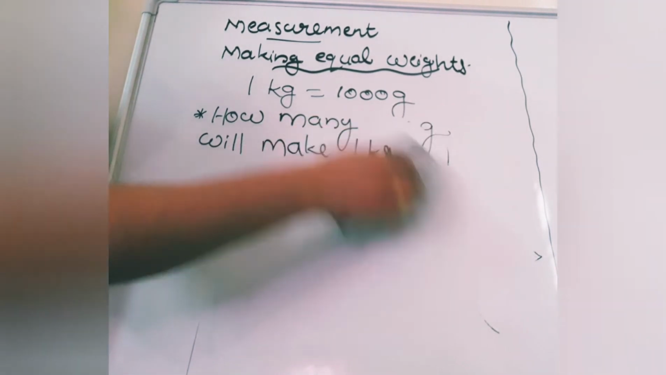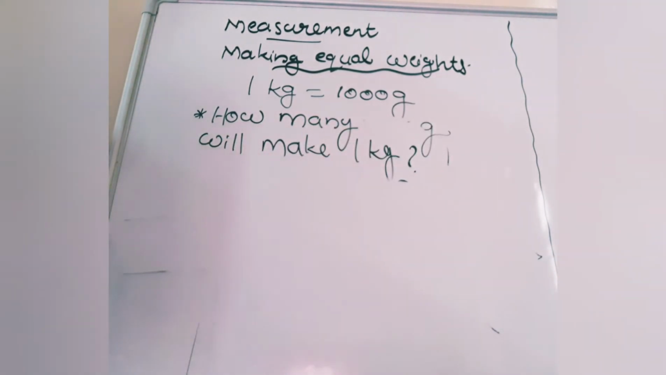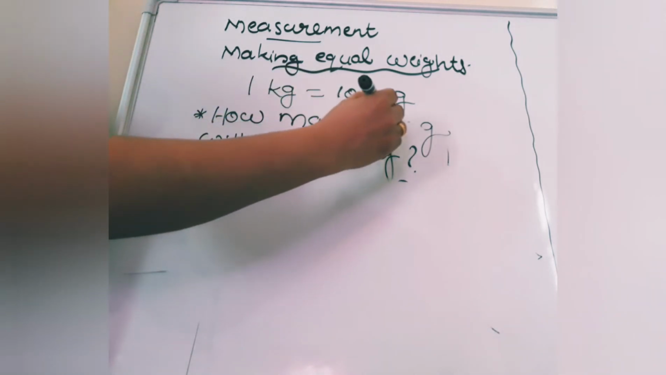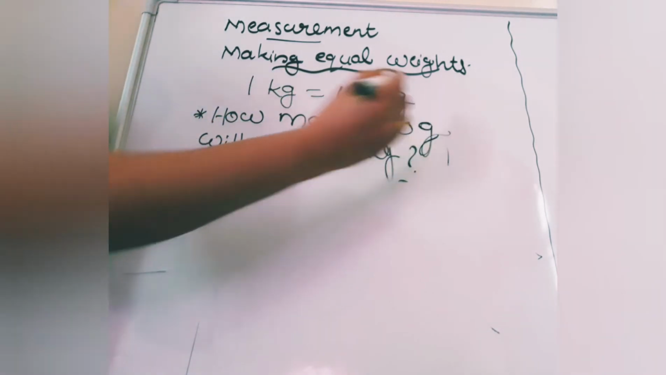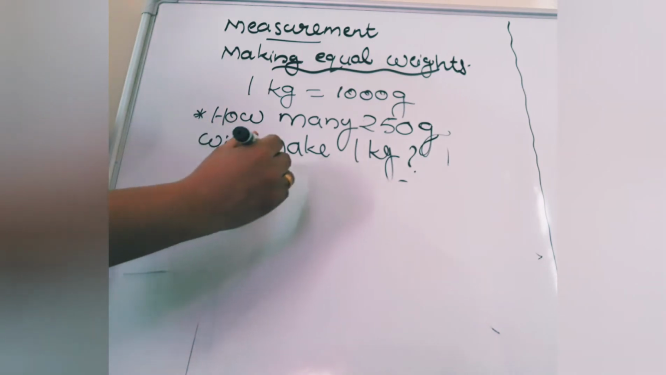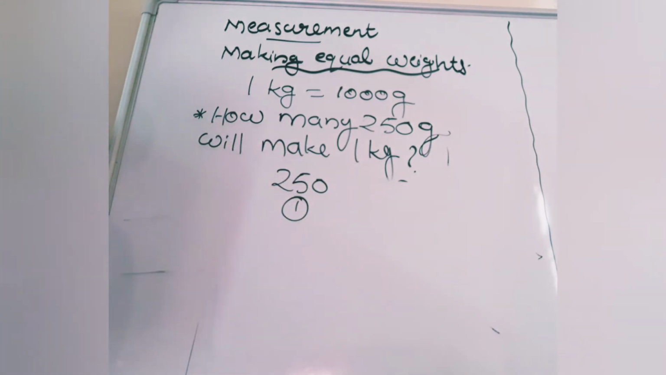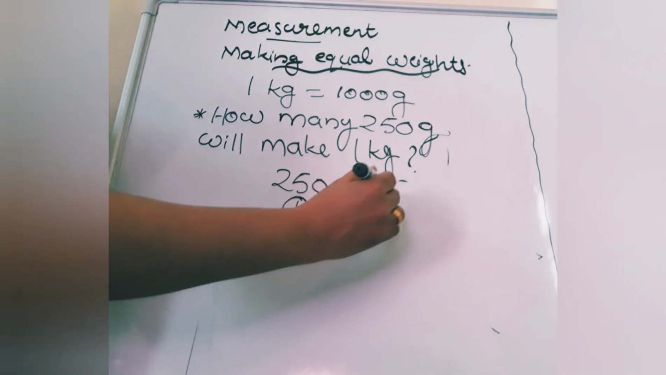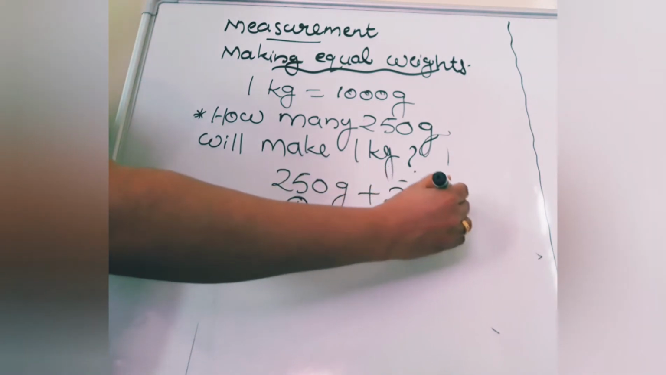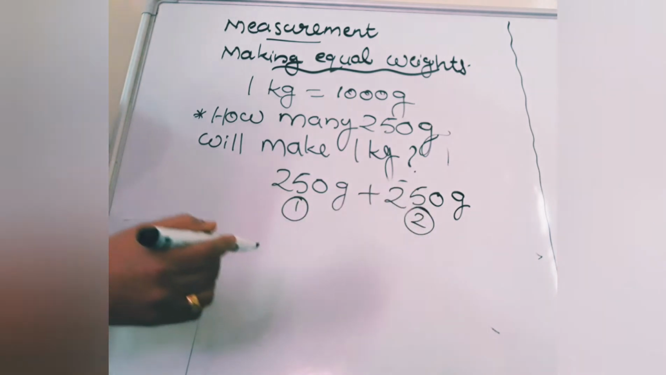Instead of 200, I am writing now 250 gram. How many 250 gram will make 1 kg? So here also you can use the addition method. 250 one time you take. Write here 1. 250 gram plus 250 gram. This is second time.